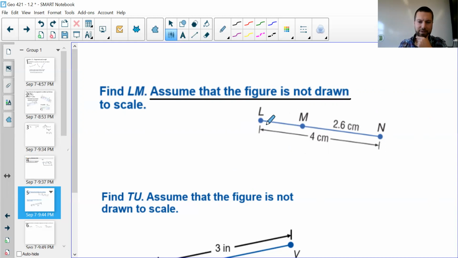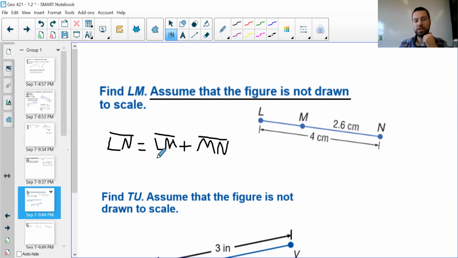Okay, so we want to find LM here. We know that LN, the whole length of the segment, is equal to LM, sorry for these drawings, plus MN. Okay, so that's what we know. The whole length is equal to the two parts. So LN is equal to LM plus MN.